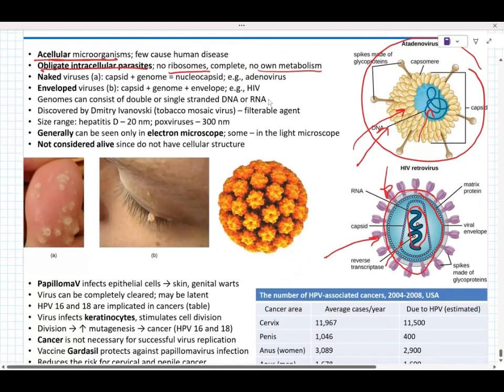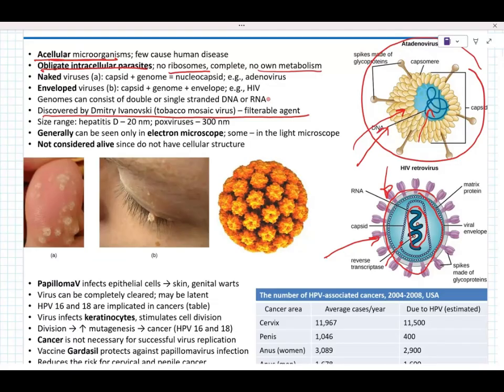They were discovered by a Russian scientist in the late 19th century, Dmitry Ivanovsky. He called them initially filterable agents because they were passing through the filter that was impermeable for bacteria. So he said that they were filterable infectious agents. First was a plant virus, tobacco mosaic.